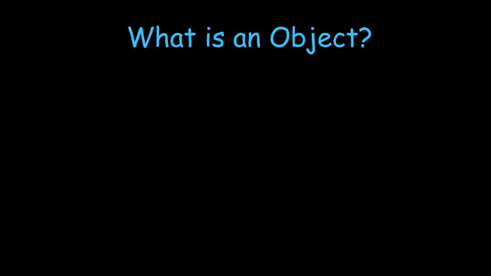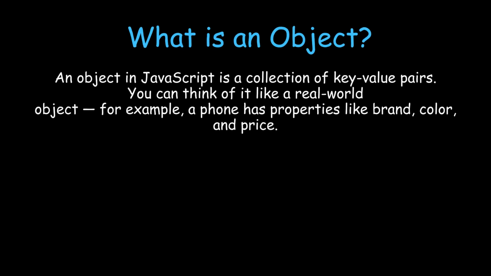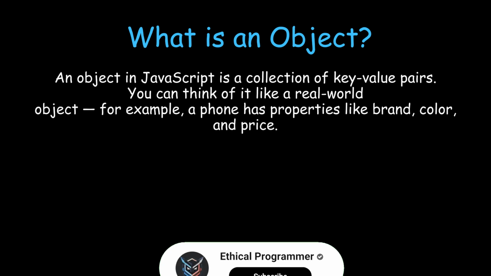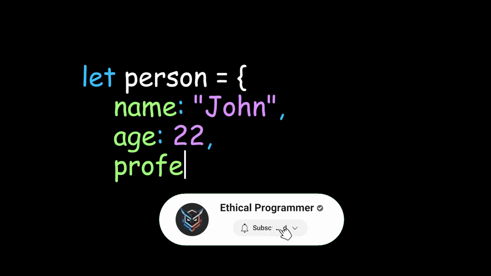So what is an object? An object in JavaScript is a collection of key value pairs. You can think of it like a real-world object. For example, a phone has properties like brand, color, and price. In JavaScript, we write it like this.